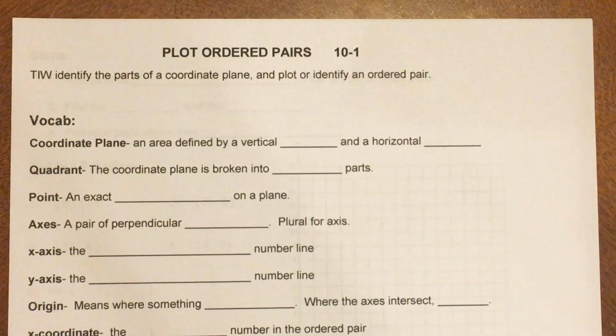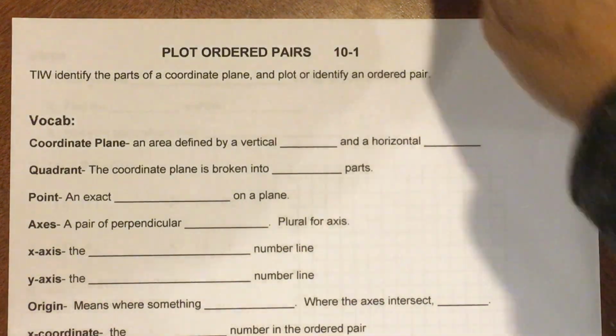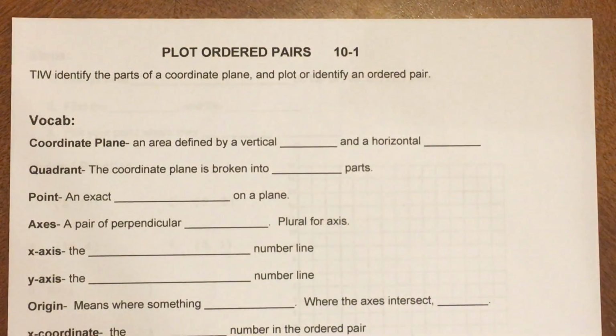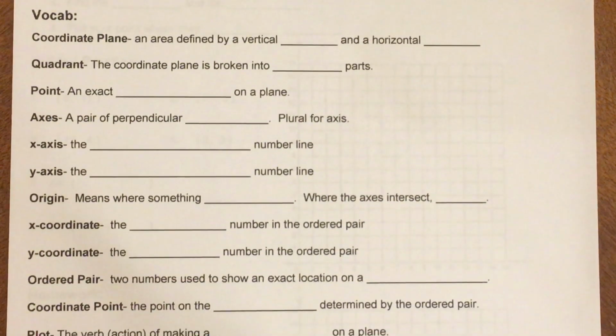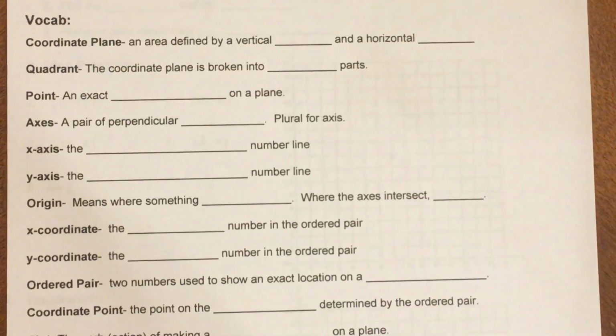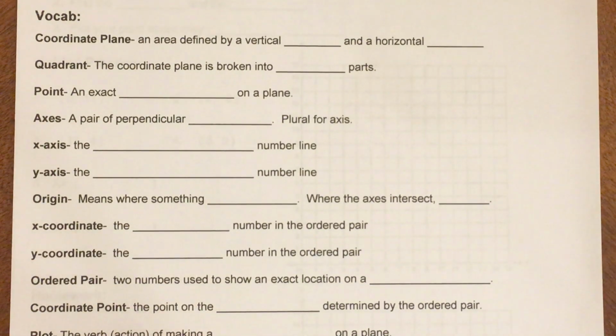So pretty much just to understand our goal, we have a lot of vocabulary. Now, because it's the first lesson in the unit, the vocabulary is very extensive, but we'll be practicing this vocabulary all unit long. Okay, so our first word is coordinate plane. What is a coordinate plane?